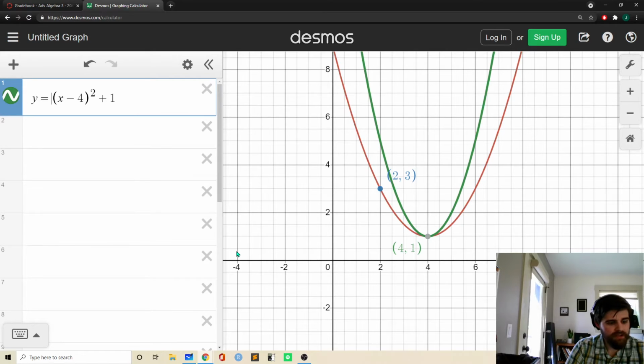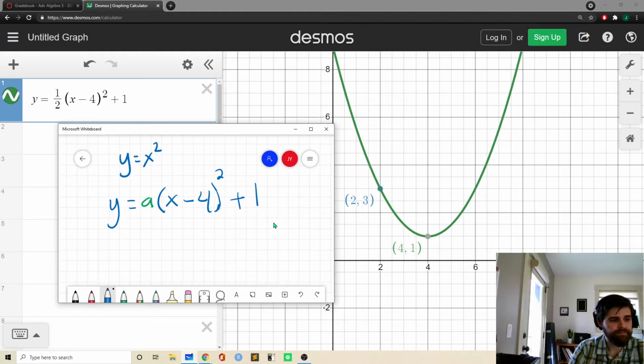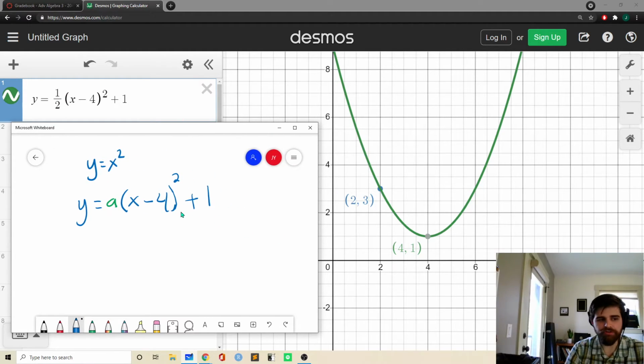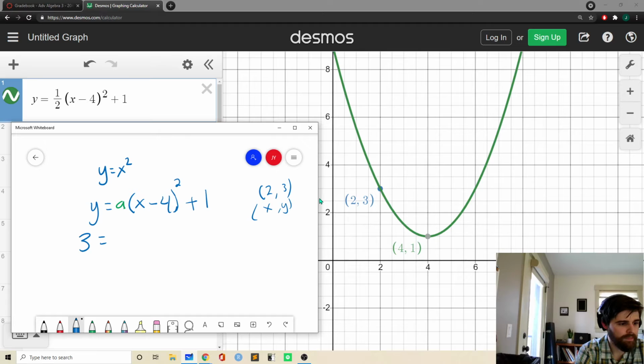But other than just guessing, there's a quick way we can solve algebraically. Instead of just guessing and checking, because that's never a good thing to fall back on, you should always have a way to do it exactly. I'm going to take this point, 2, 3, and plug it in for x and y. The point 2, 3 is an x and y that fits on this graph. So plugging in 3 for y, we don't know a yet, that's what we're solving for. Plug in 2 for x, and we're going to solve this to figure out what that a factor is.